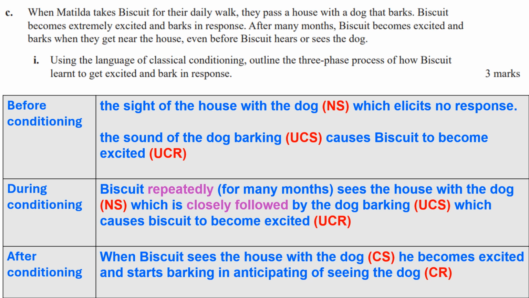And then when we get to the middle stage, the purple points are key. There's repetition. It's been going for many months. There's an order in terms of the NS first and then the UCS. And there's a close proximity in terms of the timing of the pairing. Then when we get to the post stage of conditioning, the NS is now the CS, because it's causing the barking in excitement in anticipation of seeing the dog, which is the CR.